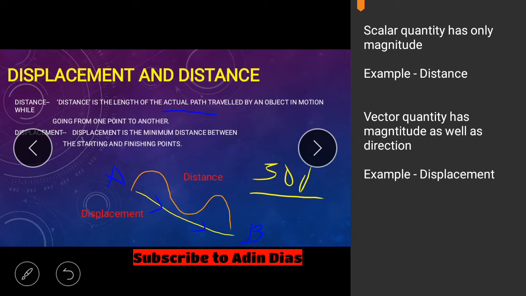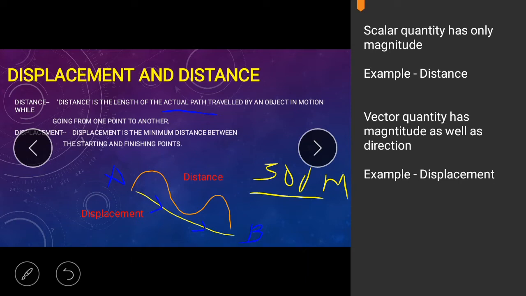If I give you an example that a person traveled 500 meter, this is just a value I'm saying. A person traveled 500 meter. So what is this? This is nothing but distance. It is a scalar quantity. But did I mention in which direction the person is traveling? Is the person traveling north, south, east, west? Did I mention the direction?